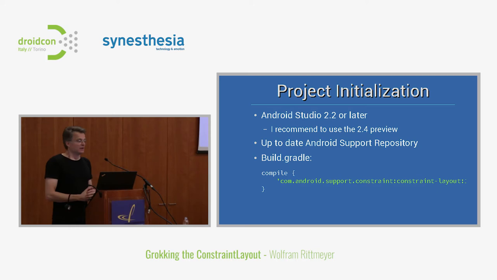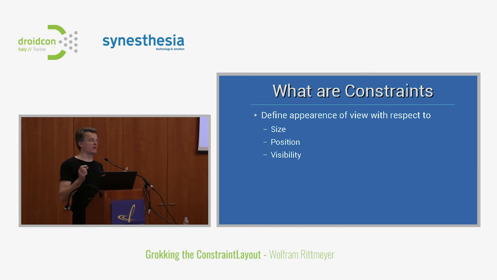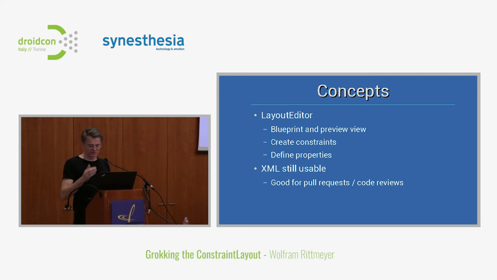But what are constraints? Well, constraints are anything that decides where on the screen your view appears, the size of the view, and if the view appears at all, if it's visible or not. And you can define all these things within the layout. The layout editor has 2 different views to present your screen. That's the blueprint view that you can use to design the screen, and a preview that shows a more or less correct preview of your screen.